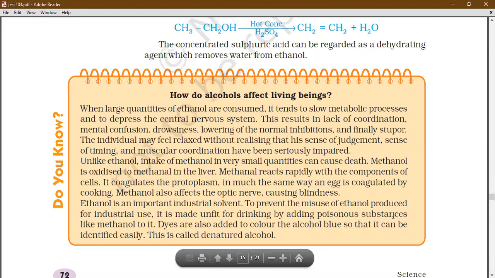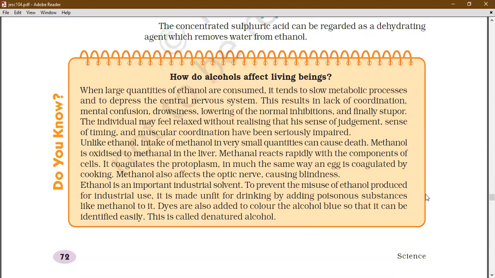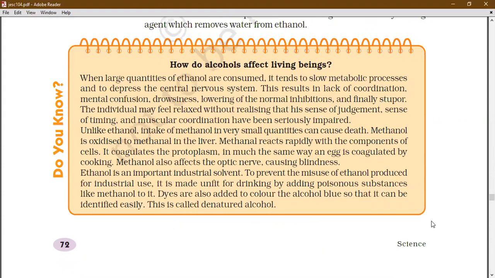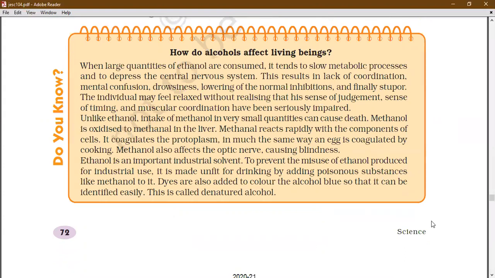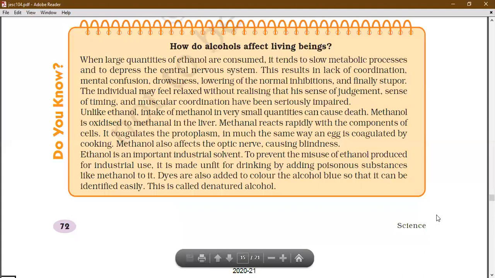This results in lack of coordination, mental confusion, drowsiness, lowering of the normal inhibitions, and finally, stupor. The individual may feel relaxed without realizing that his sense of judgment, sense of timing, and muscular coordination have been seriously impaired. Unlike ethanol, intake of methanol in very small quantities can cause death.